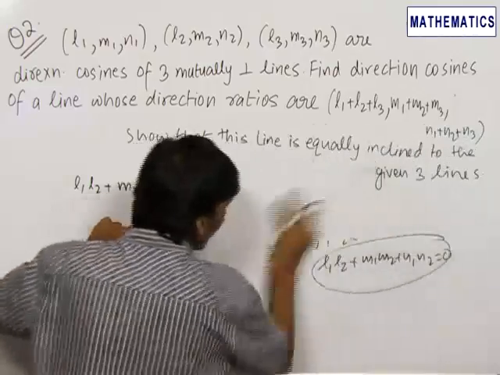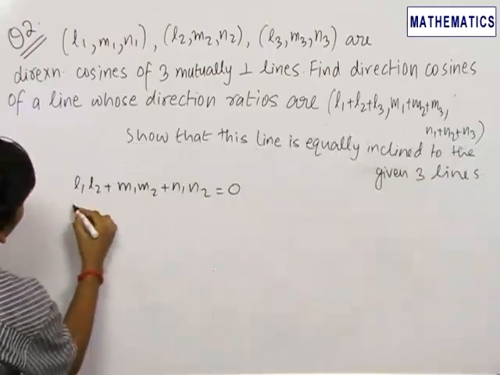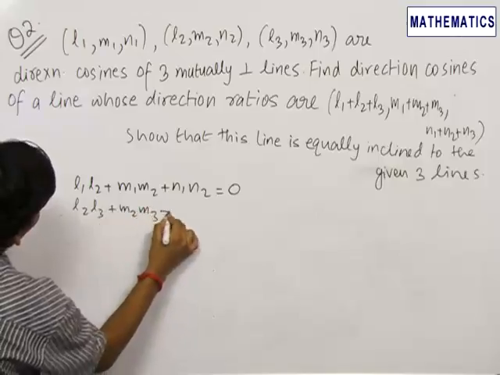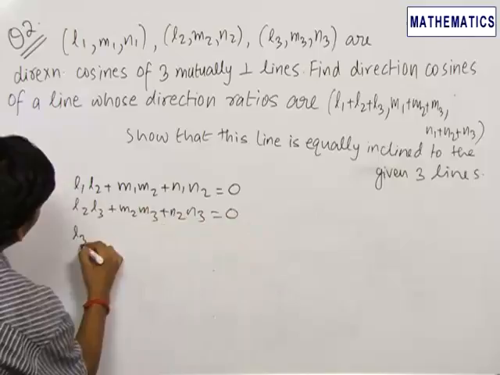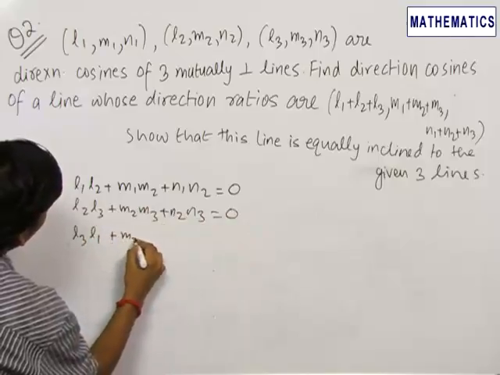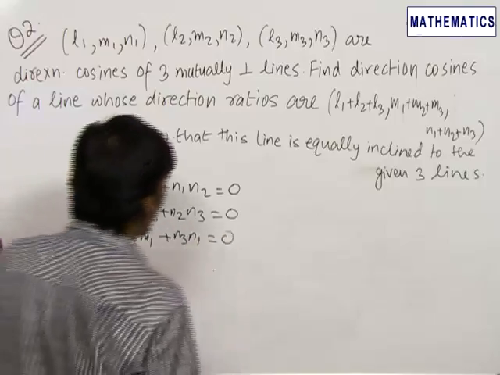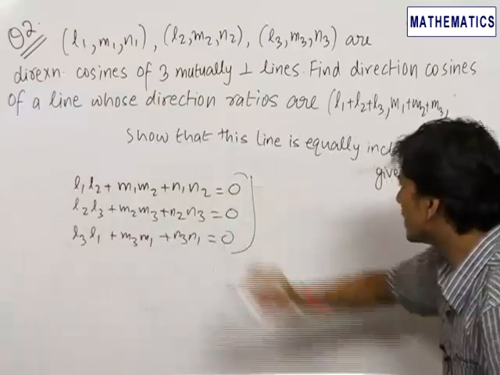You should learn to write this directly also. Therefore similarly we can write L2 L3 plus M2 M3 plus N2 N3 is equal to 0. And again we can write L3 L1 plus M3 M1 plus N3 N1 is equal to 0. Now these three are the equations we have.